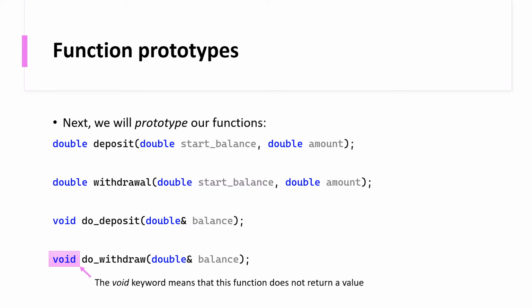Finally, the void keyword here means that this function does not return a value. It's going to modify balance by passing balance as a reference parameter, and so it doesn't have to return any value. And we'll see how that works, how we call that function in the code.